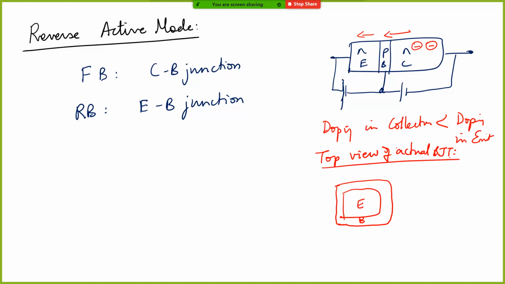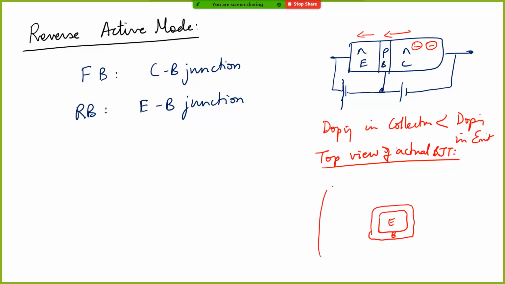Okay, I need a little more space. Let me say this is the emitter, and I have a thinner layer of base, and I have a bigger collector surrounding it. So the actual common way of fabricating the BJT device is not necessarily the way where you have blocks of N, P and N attached together.